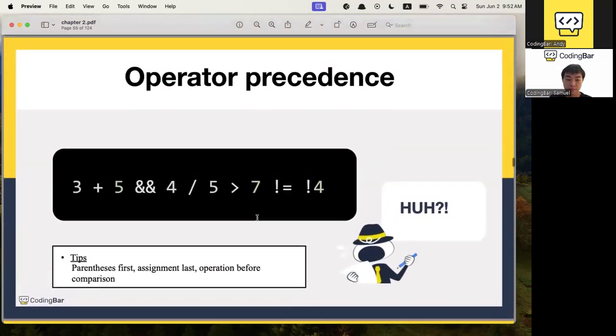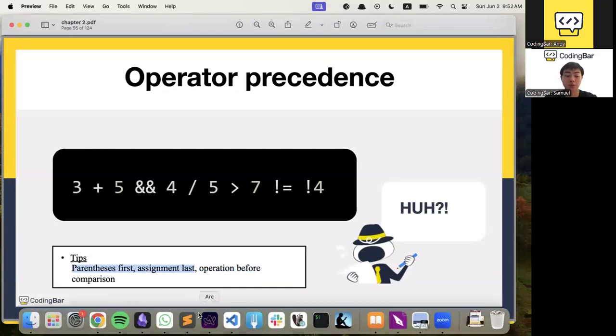So we actually have rules for it in C++. Parenthesis first, and then assignment last, and operation before comparison. These are not very helpful notes. Always parenthesis first. Here, this is assignment last. This is actually the same as in a mathematical expression.